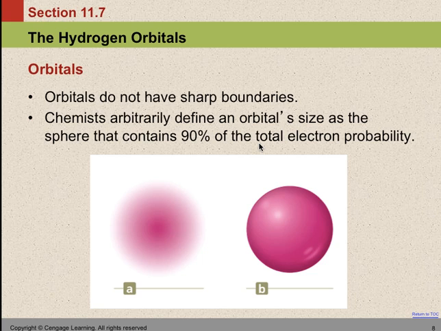These orbitals really don't have sharp boundaries. They're kind of fuzzy because it is a probability model. They picked 90% and said, okay, 90% of the time the electron is probably found within this volume about the nucleus. And that's what they defined as these orbitals.